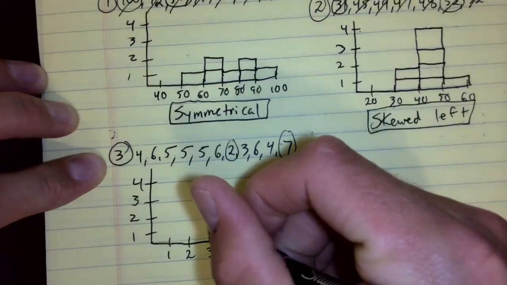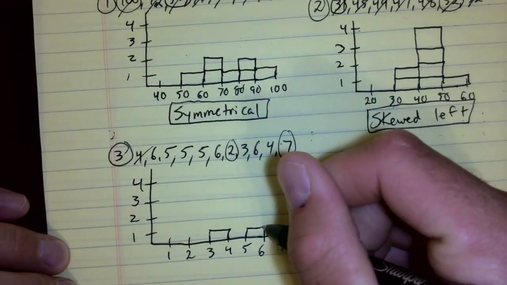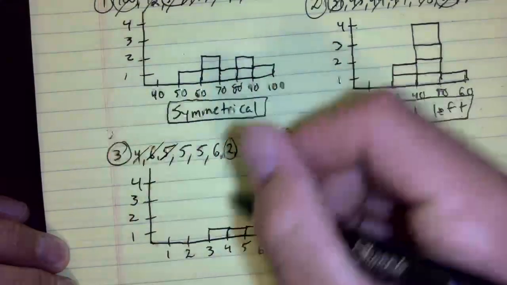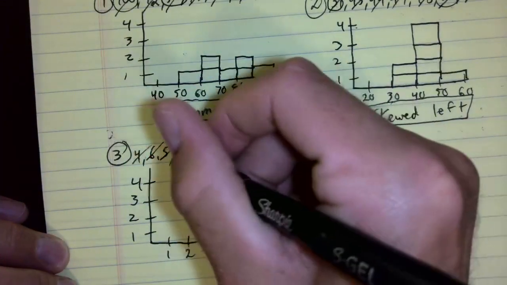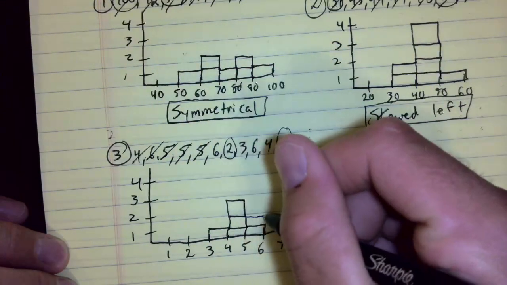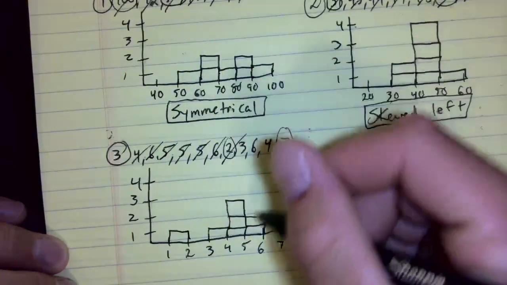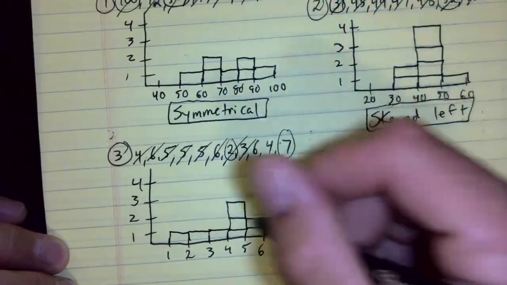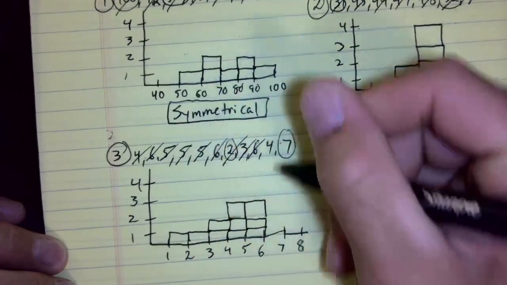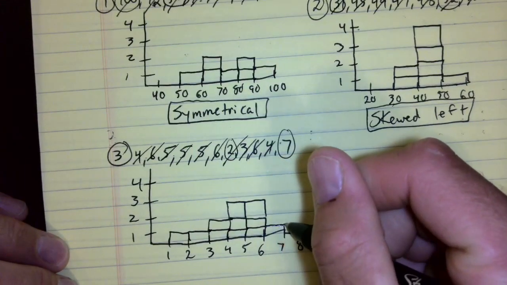4 is between 3 and 4. 6 is between 5 and 6. 5 is between 4 and 5. Another 5 is between 4 and 5. Another 5 is between 4 and 5. A 6 between 5 and 6. A 2 is between 1 and 2. A 3 is between 2 and 3. A 6 is between 5 and 6. A 4 is between 3 and 4. And a 7 is between 6 and 7.